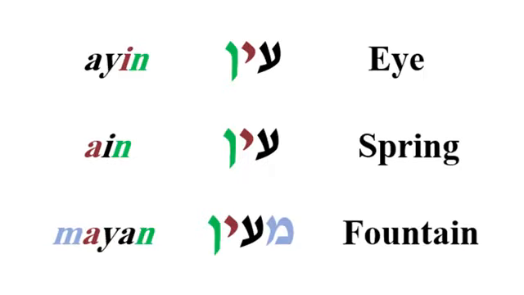Ayin is spring. Ma'ayan is a fountain. They're all water comes out of them. You see there's a connection between all of these.